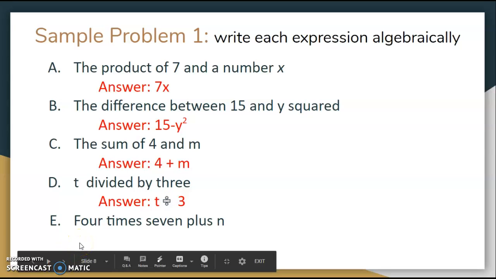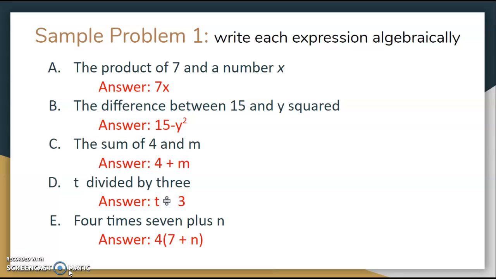4 times 7 plus n. So the answer is 4, parenthesis, 7 plus n, parenthesis. And this one has an extra step in it. So it wants 4 times whatever 7 plus n is. So you have to add 7 and n first and then multiply that times 4. So that's where the parentheses come in. So you know when we get to order of operations, you'll learn that you do whatever's in parentheses first.